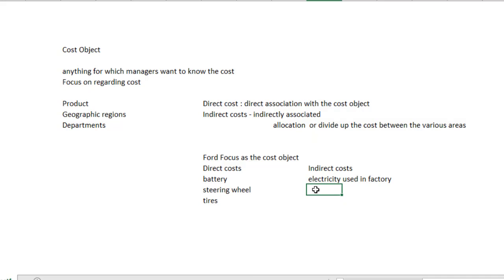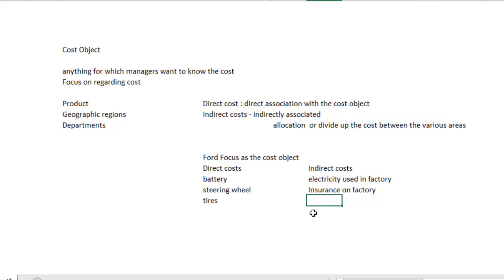So let's say we have the electricity, maybe we also have insurance on the factory. The factory builds a bunch of different things. One of the things they build is a Ford Focus, so we have to take some of the cost of the insurance and put it towards the Ford Focus.